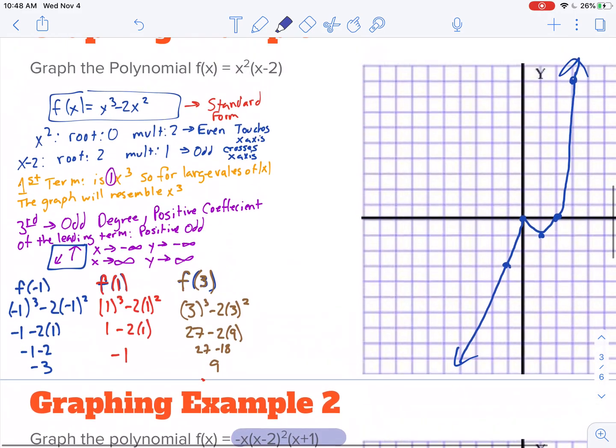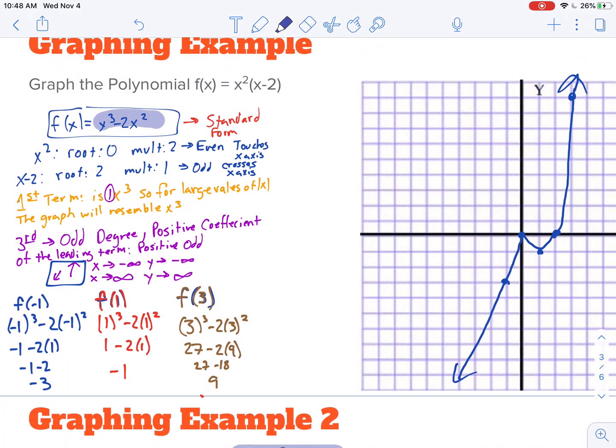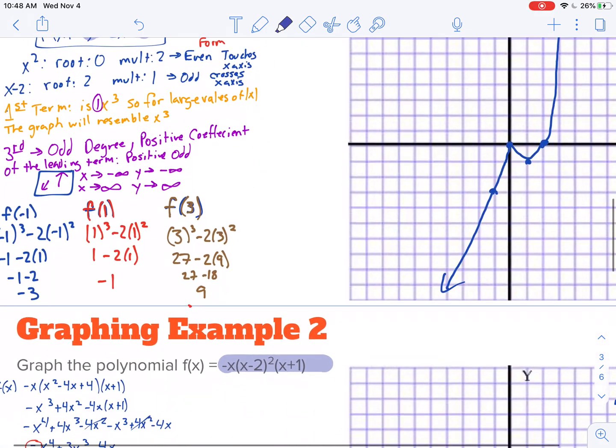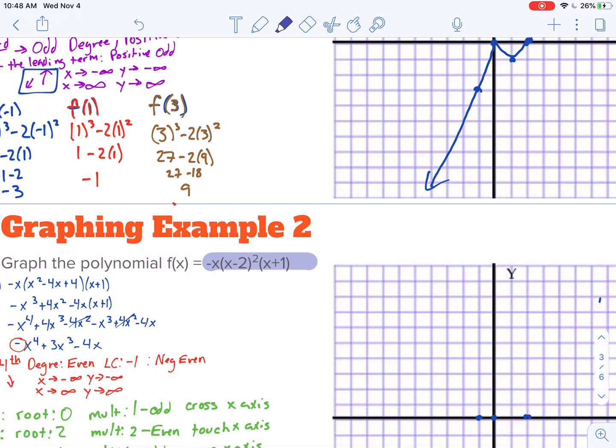That's one thing I want to note. When I went up here, I plugged it into the expanded polynomial, and that was okay. I can plug it into the expanded. I could have also plugged it into the factored form. Here I'm going to plug it into the factored form.